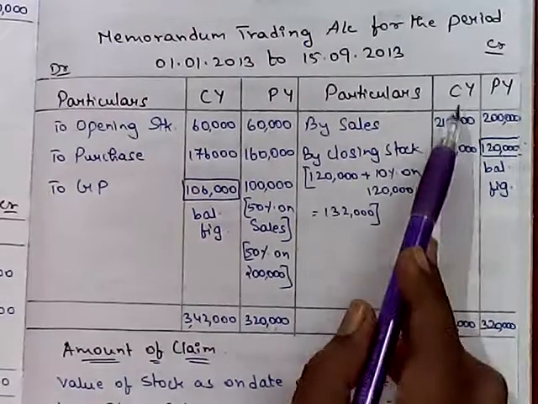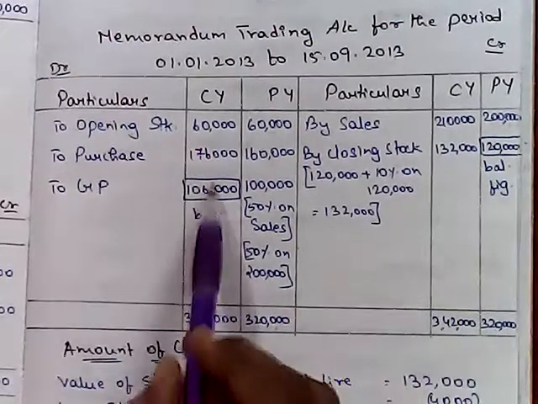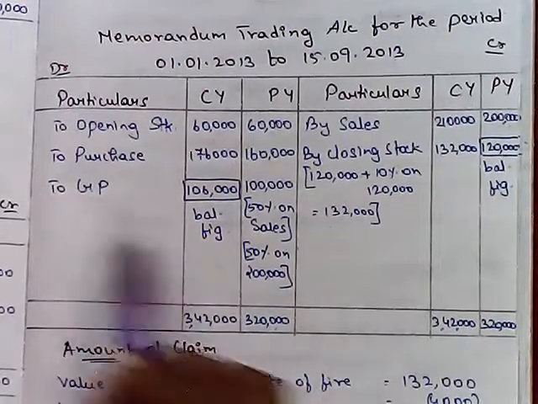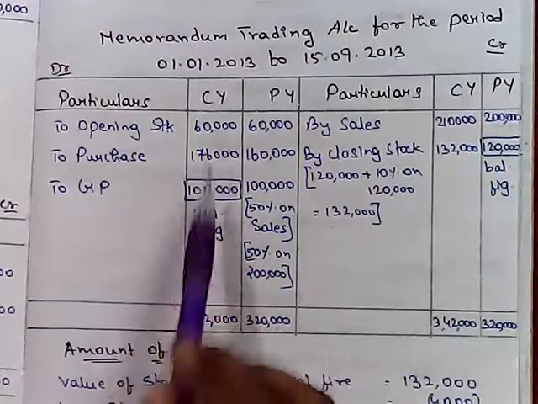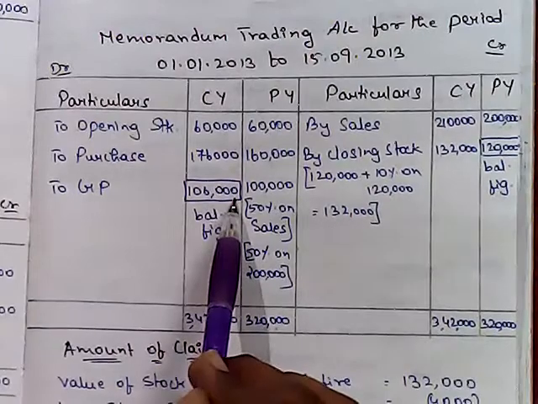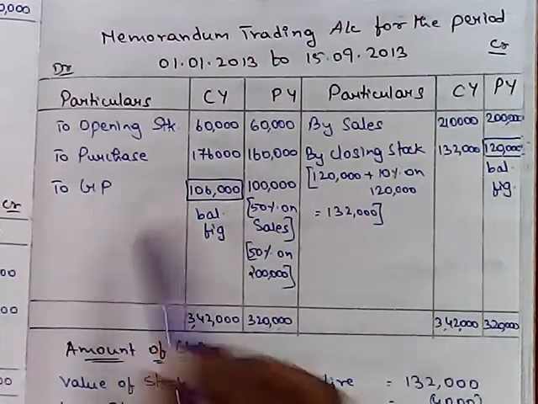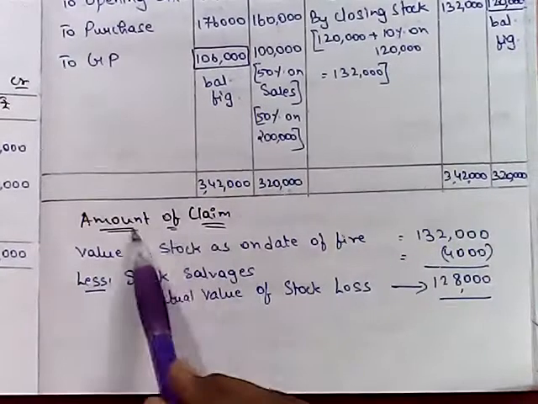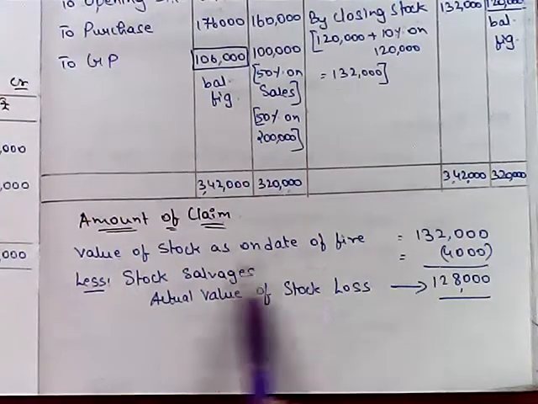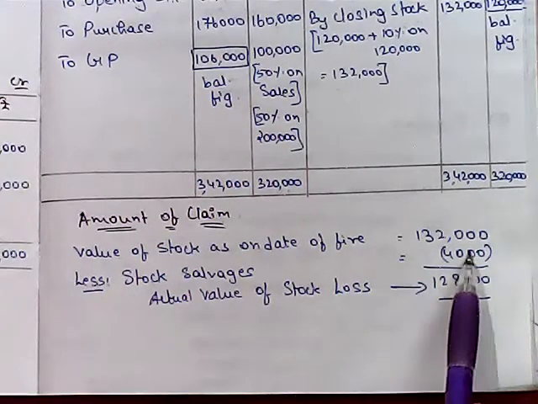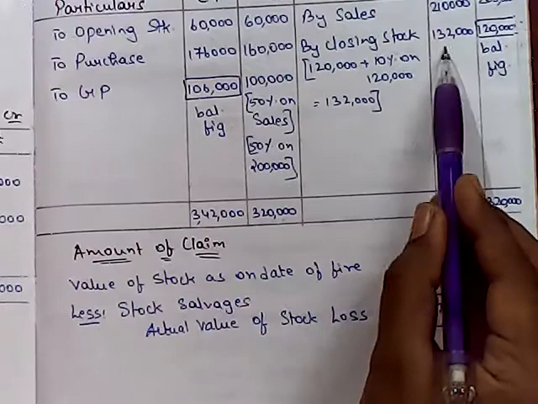Now just add the credit side and the debit side, and you will get the balancing figure on your debit side. So your gross profit for the current year is 1,06,000. This is how we are calculating the gross profit. Now the next step is to calculate the amount of claim. The value of stock as on the date of fire is 1,32,000. This is nothing but your closing stock.